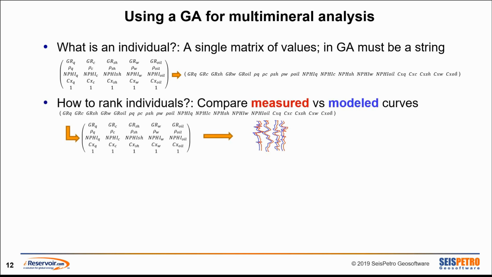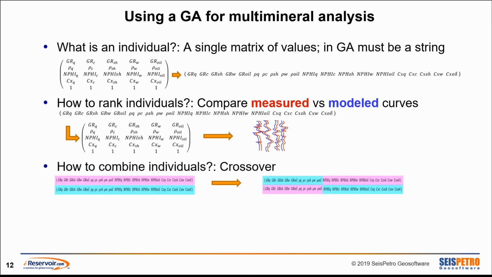How do we rank individuals? Well, what we do is compare the measured logs, which we're going to indicate in red, versus the model curves, which are going to be indicated in blue. So we take the vector, we transform that into a matrix, and then from that we model a new set of curves that are going to be compared with the measured curves.